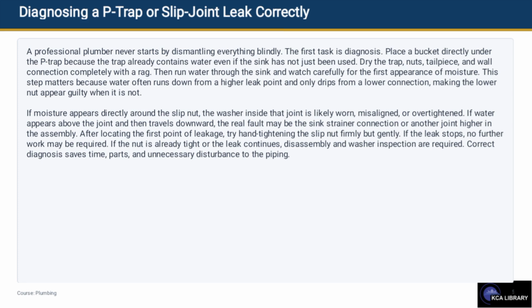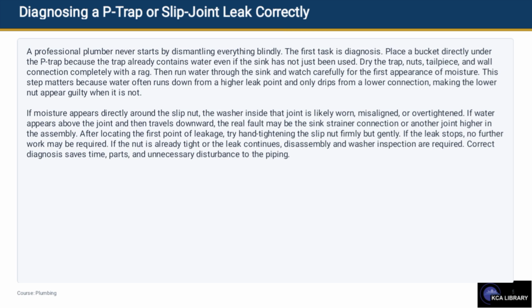Then run water through the sink and watch carefully for the first appearance of moisture. These steps matter because water often runs down from a higher leak point and only drips from a lower connection, making the knot appear faulty when it's not. If moisture appears directly on the slip knot, the washer inside that joint is likely worn, misaligned, or overtightened. If water appears above the joint and then travels downward, the real fault may be the sink strainer connection or another joint higher in the assembly.